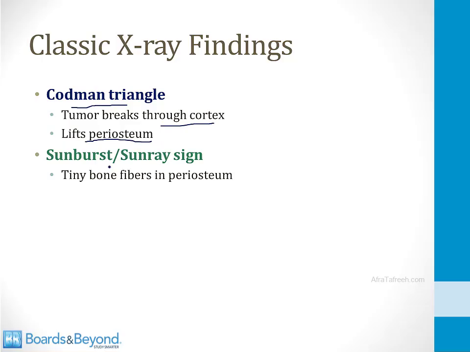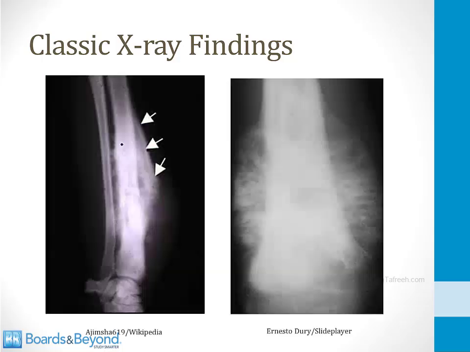The second classic finding is called the sunburst or sun ray sign. This happens because of tiny bone fibers that form in the periosteum, making the tumor look like a sunburst. On the left side of the screen is a Codman triangle. This is the periosteum here. It's been pushed away from the bone by the tumor, and that makes a triangle like I'm drawing with my pen. And on the right side of the screen, there are these wispy bone fibers inside the tumor. That is the sunburst or sun ray sign.